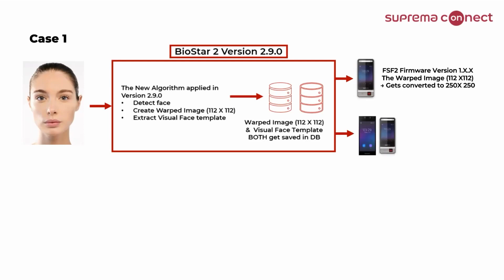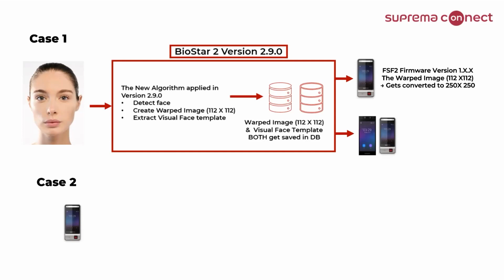If you have BioStation 3 with firmware version 1 or up, and FSF2 with firmware version 2.00 and higher, these will simply get saved, and the visual face template and WAP image 112 could work for both cases.